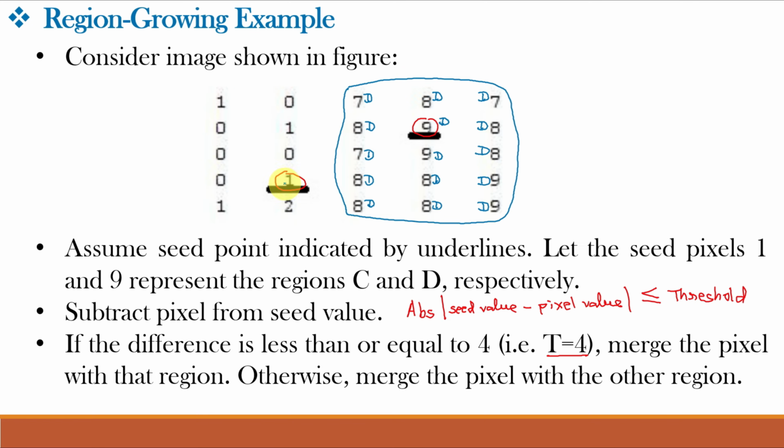But let us check with this seed point. 1 minus 0 is equal to 1, which is less than or equal to the threshold. So 0 is in the region of pixel 1, but pixel 1 is in region C. 0 also is in region C. So all these pixels come under region C. Hence using region growing, we have segmented our image into 2 regions. This C region may be any other region as compared to the D region. For example, this C region may be a black region and this D region may be a white region.